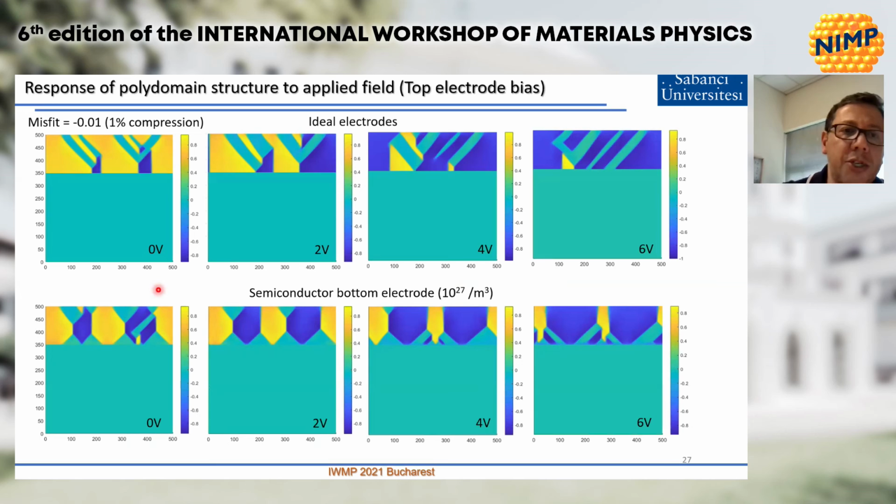And if we apply an electric field, so I said we can apply bias to the system, we cannot get rid of the elastic domains. They remain for the case of ideal electrodes, and also in the case of a semiconductor bottom electrode that is almost metallic-like, a highly doped semiconductor.